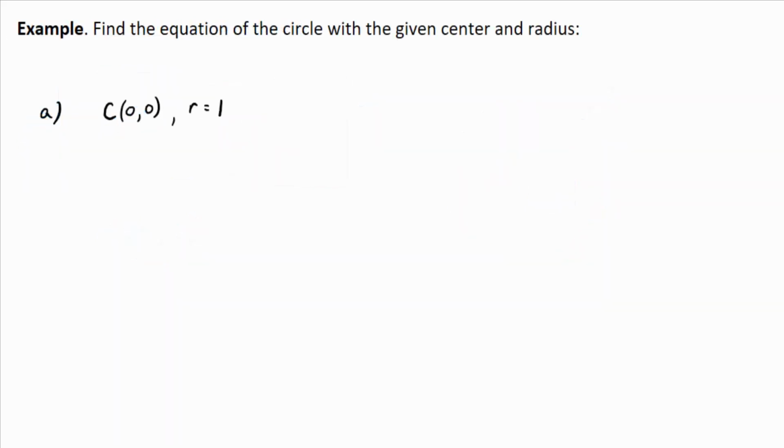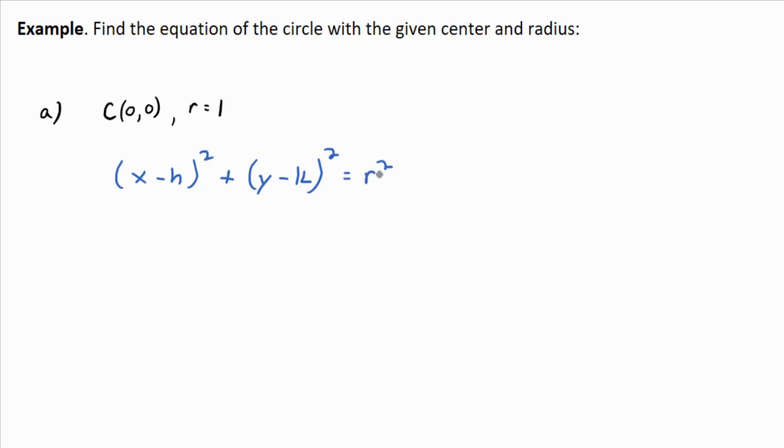Okay, so in this example, let's find the equation of a circle with the given center and radius. I recommend writing the equation down every time you use it. You'll have it memorized in no time. So just write it down. The standard equation is x minus h quantity squared plus y minus k quantity squared is equal to r squared. In this case, you're just filling it in.